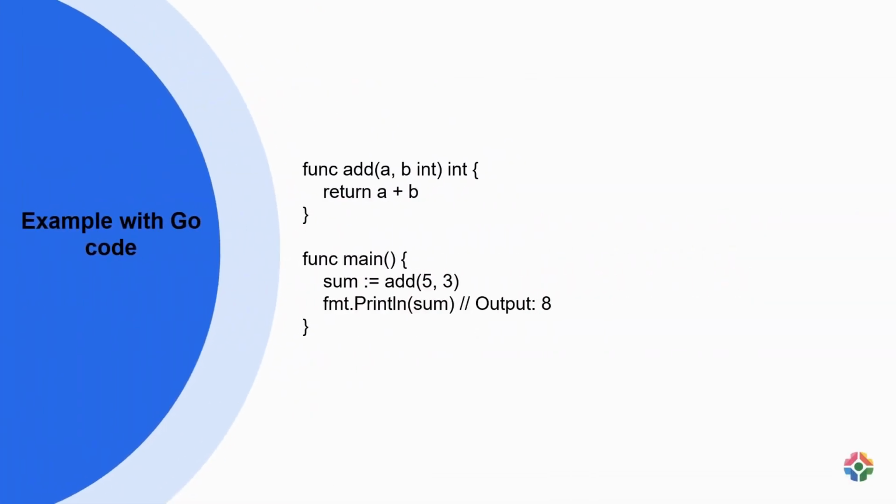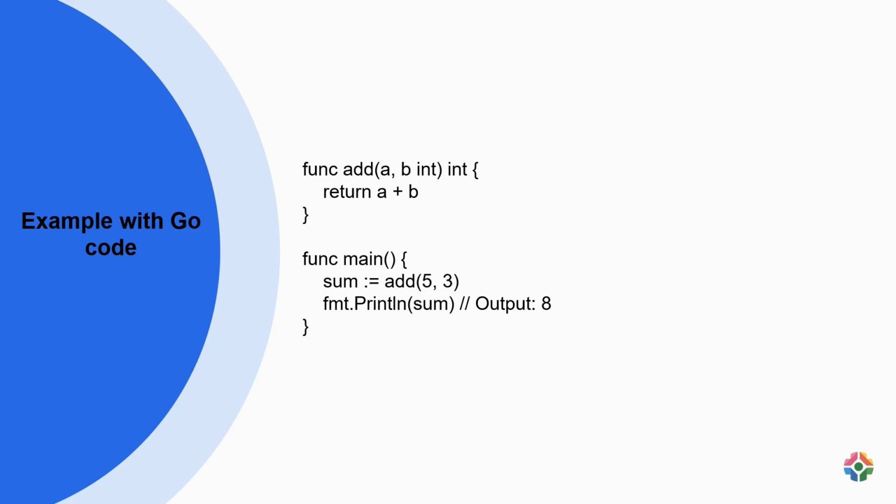The provided code defines a function add that takes two integer parameters a and b and returns their sum. In the main function, add is called with arguments 5 and 3, and the result is stored in sum, which is then printed. For example, in an e-commerce system, a function like add can be used to calculate the total price of items in a shopping cart by adding up individual item prices. The main function could then display the total price to the customer.